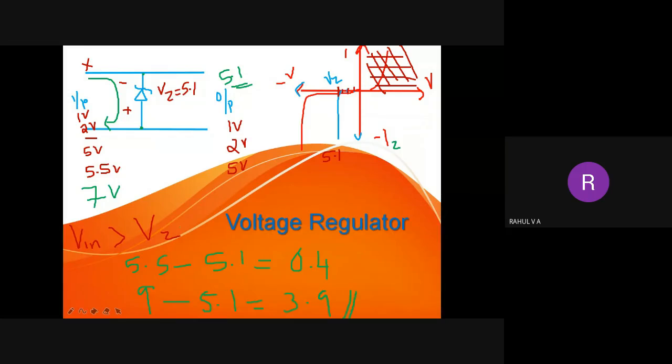Okay, so if I keep on increasing the input voltage, finally a large amount of current will be flowing through the Zener diode. It will get damaged. So in order to protect the Zener diode, I am adding one series resistor here to limit the current.